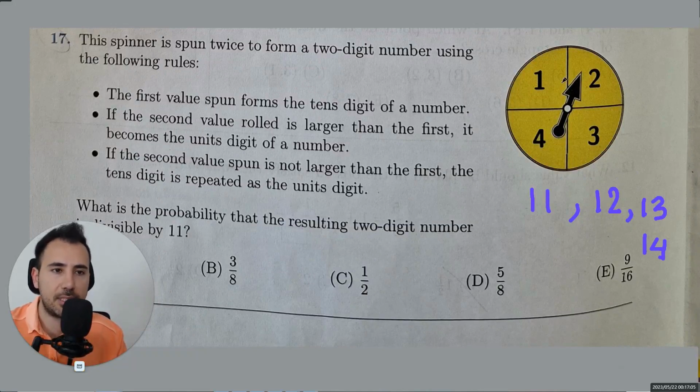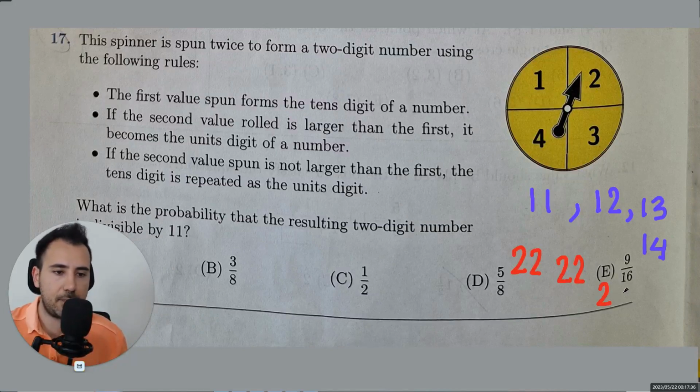Now, what if this first number is a 2, like the case is here? Then, what if we roll a 21? 1 is smaller than 2. So the tens digit will repeat. So we were not going to have 21. 21 will automatically turn into 22 as well. So 22 is 22. We're not going to change it.